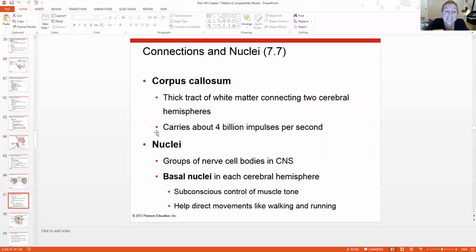Let's talk about some connections in our brain. The corpus callosum are white tracts of matter that connect our two cerebral hemispheres. There's about 4 billion impulses per second. Wow! Relaying information right to left, right to left, right to left.